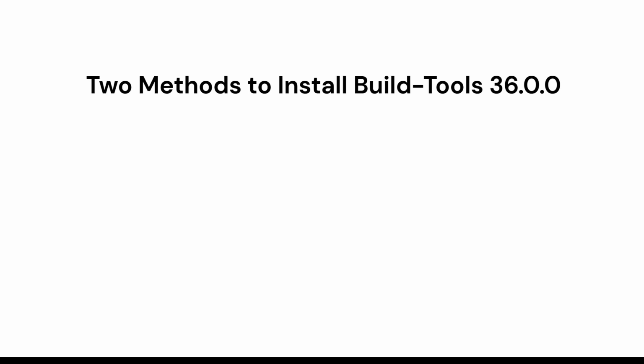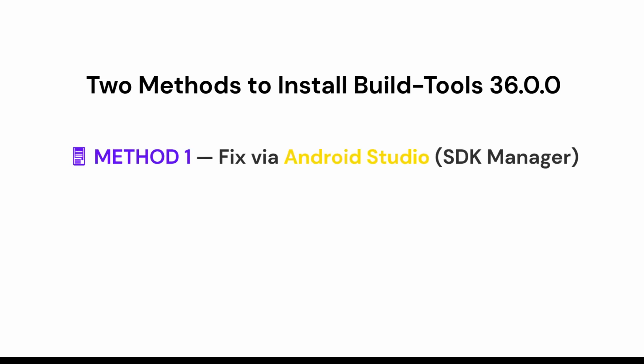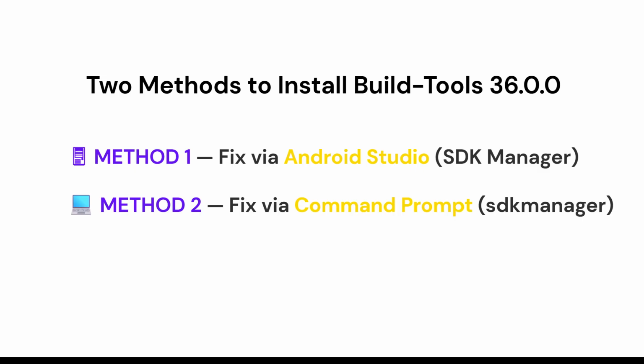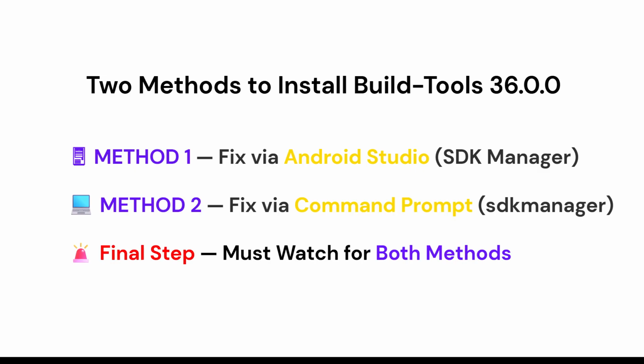We'll use two methods to download Build Tools 36.0.0. Method 1, install via Android Studio. Method 2, install via command prompt. And at the end, there's a final step required for both methods, so please don't skip it, or your error will not be solved. Method 1: fix via Android Studio.